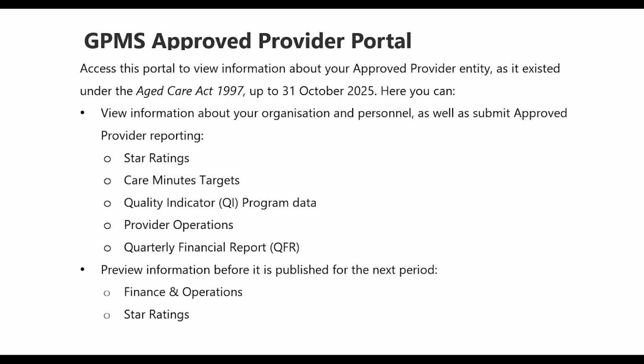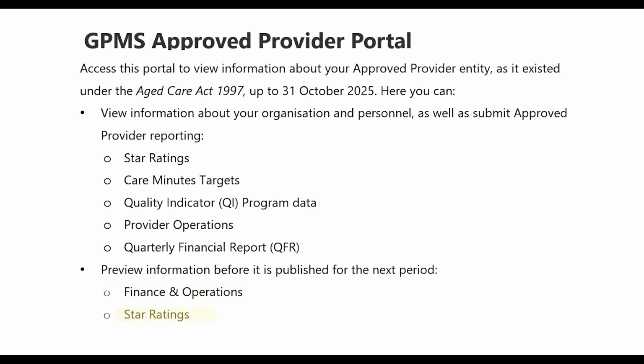You can log into the approved provider portal to view information about your approved provider entity as it existed under the Aged Care Act 1997, up to 31st October 2025. Access this portal to view information such as previous information about your organisation and personnel, as well as star ratings, care minutes targets, quality indicator program data, provider operations, and quarterly financial report. In this portal, you can also preview information before it is published for the next period, for the finance and operations, and star ratings.